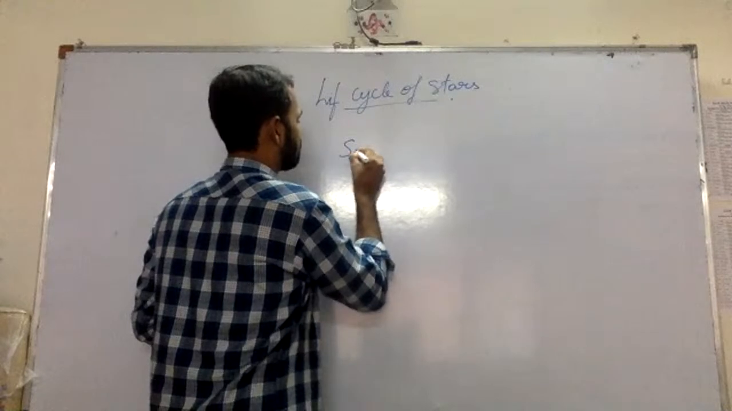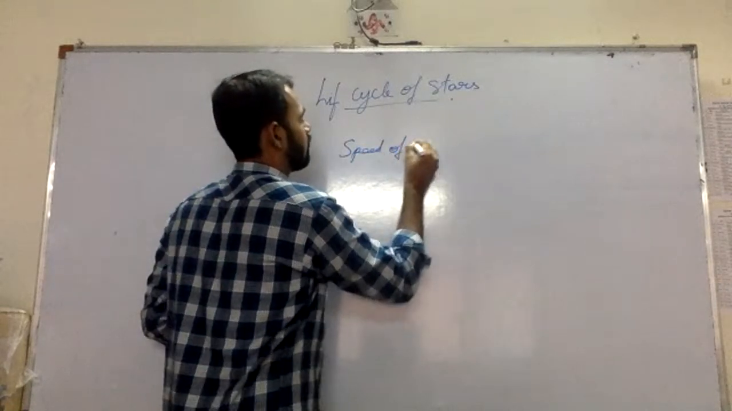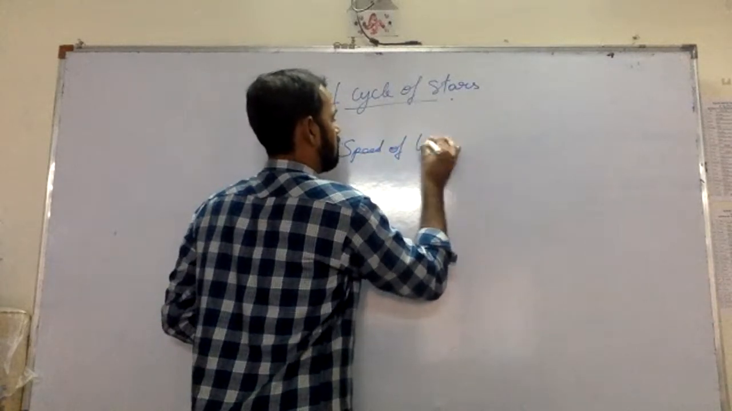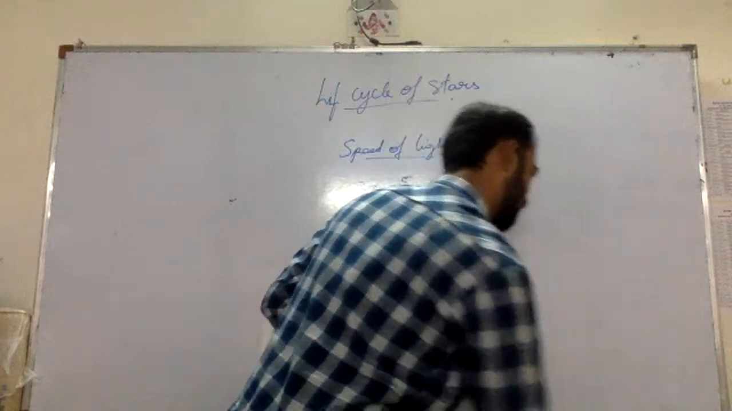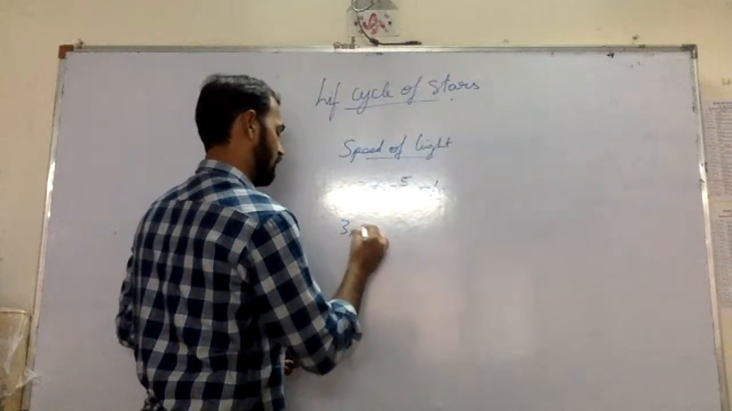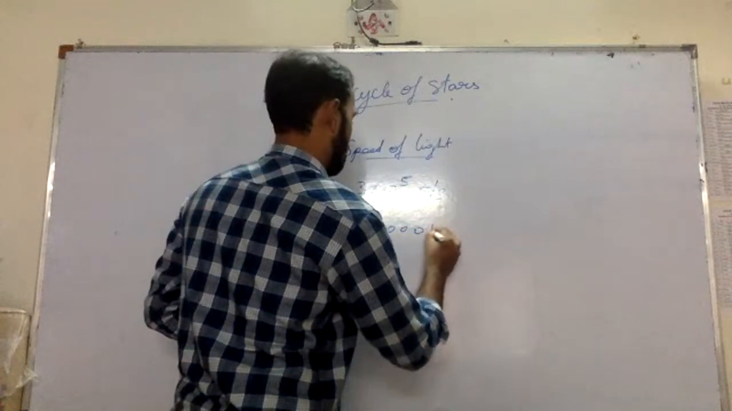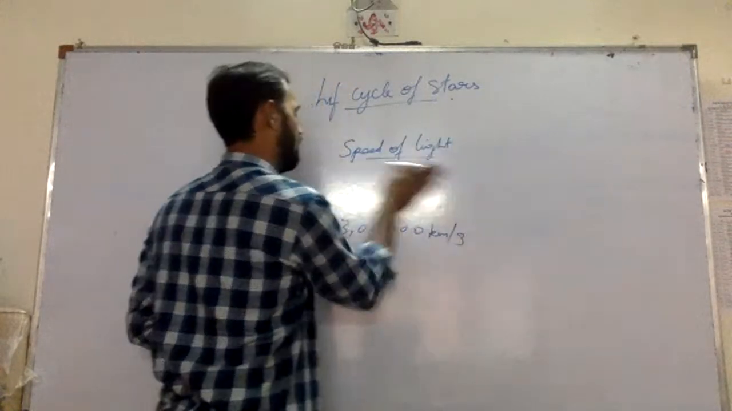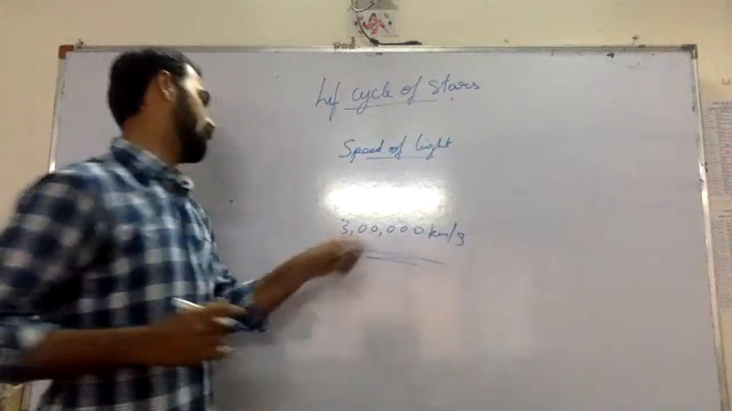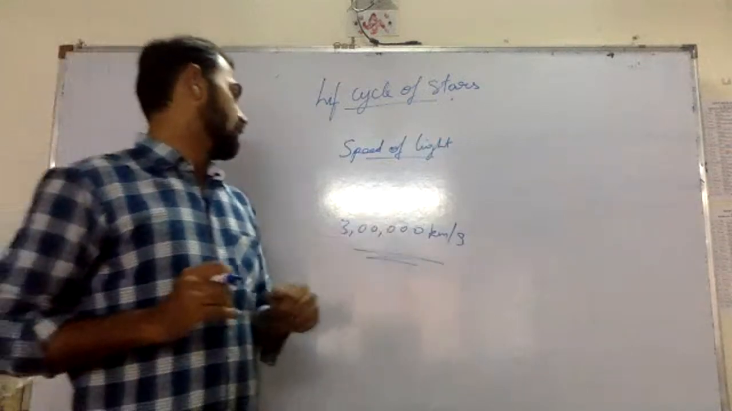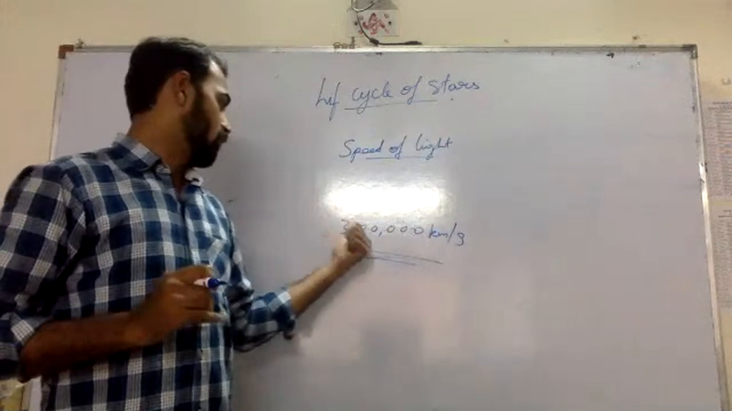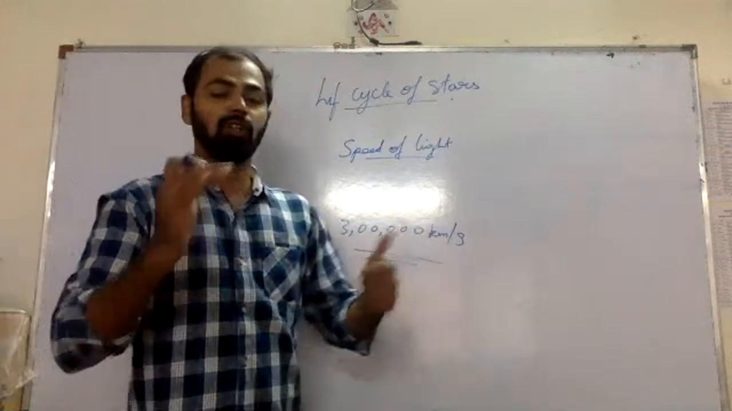Speed of light. It is 3 into 10 raised to 5, or you can see 3, 1, 2, 3, 4, 5, in kilometers per second. As it is there, how many zeros? 3 lakh kilometers per second.